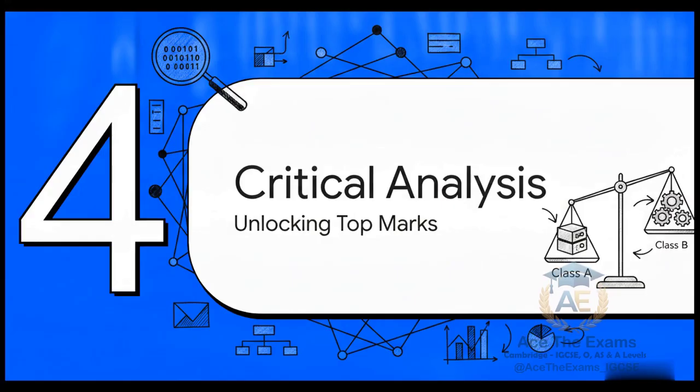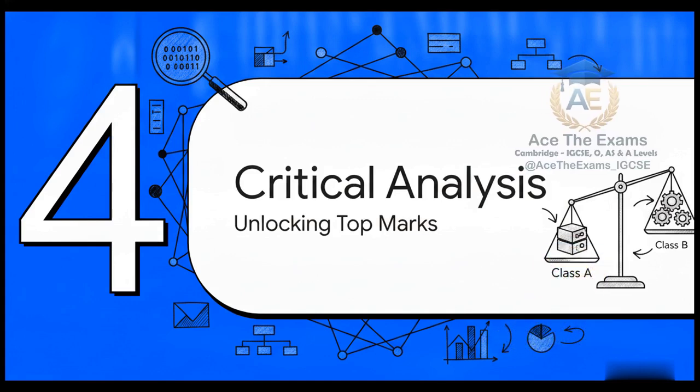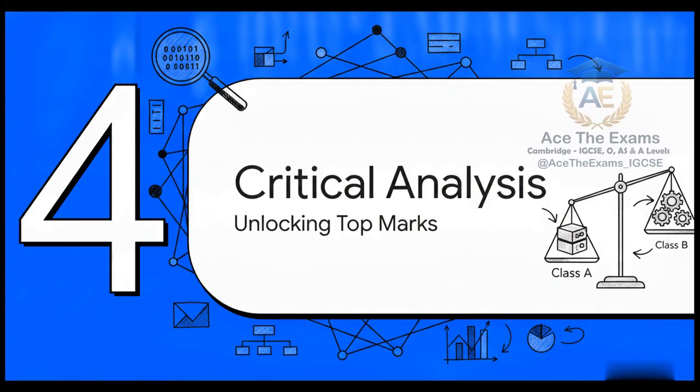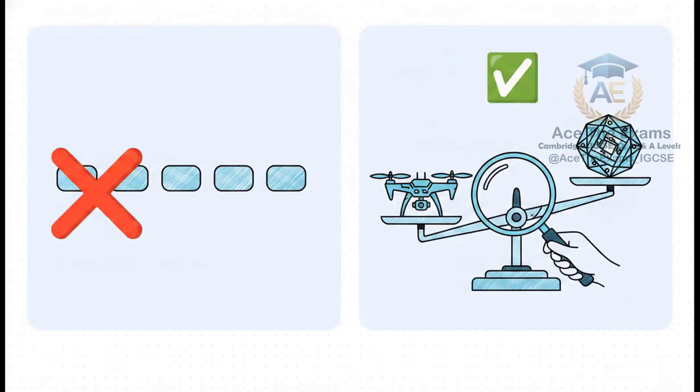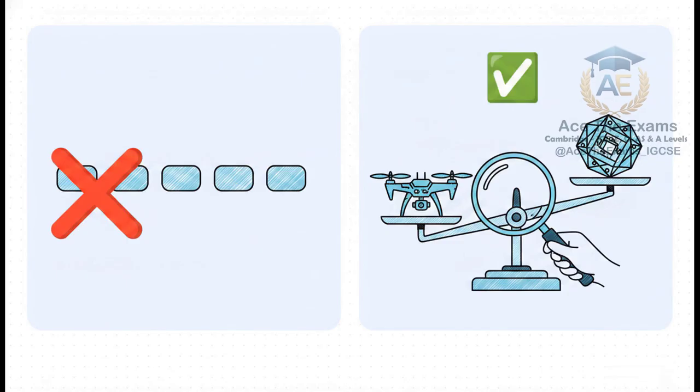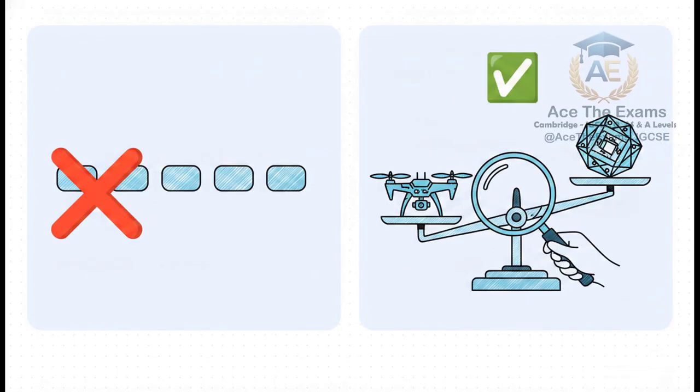Section 4. Critical and Comparative Analysis. Unlocking top marks. We are now officially stepping up to the higher order assessment objectives. This is no longer just about knowing what an object or a class is. This is about deep evaluation and sophisticated comparison. And this slide brilliantly illustrates the exact defining difference between an average candidate and an absolutely exceptional one. Superficial breadth versus analytical depth.